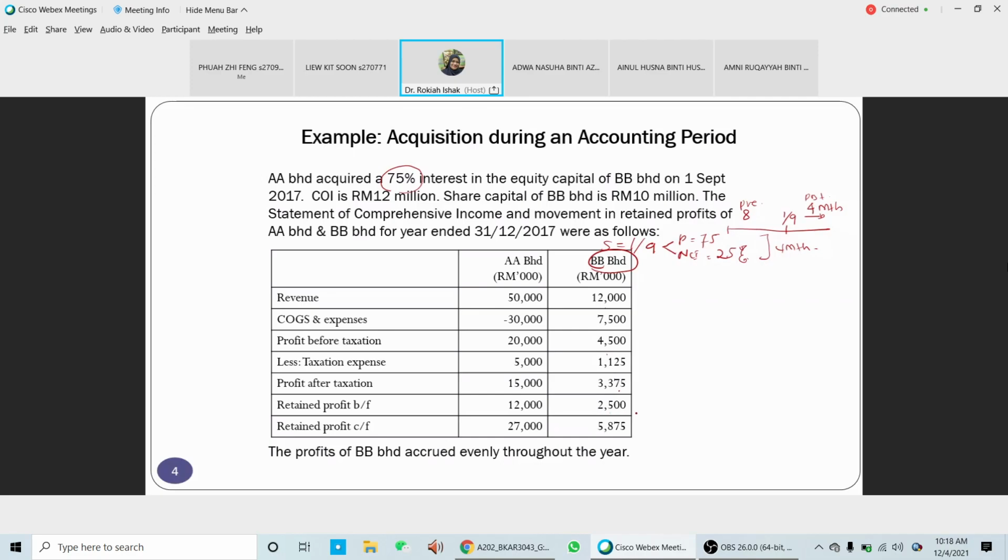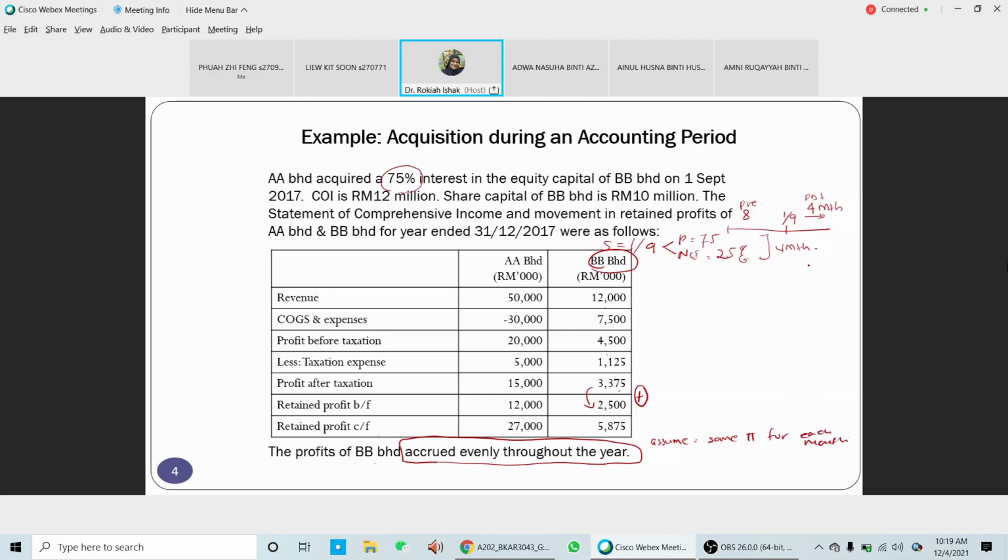Retained earnings brought forward is 12.5 million. So retained earnings brought forward, and then this is retained earnings carried forward. Retained earnings carried forward is when you add these two figures together, so you're going to have 5875. And then it says that the profit of BB Berhad accrued evenly throughout the year. Most of the time you're going to find these words, accrued evenly throughout the year. So we assume that you're going to have the same profit for each month.